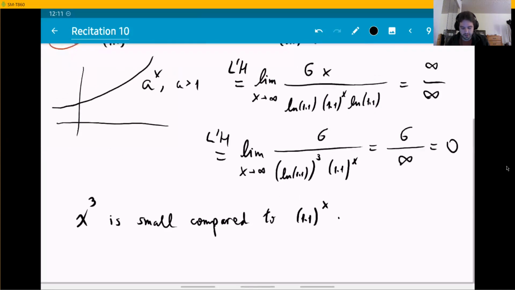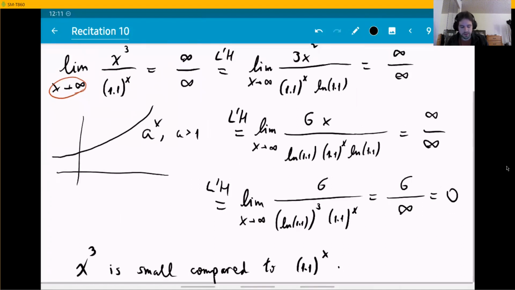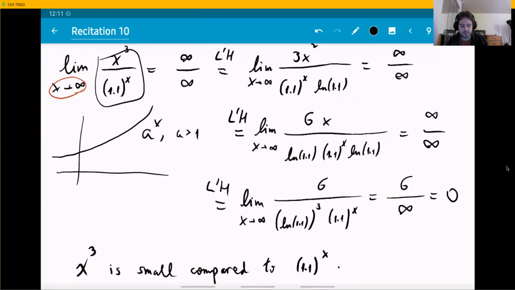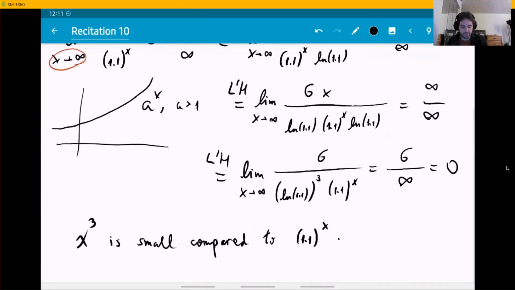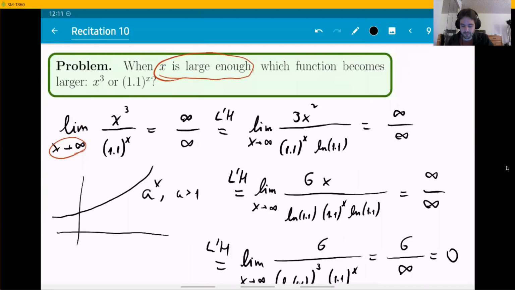This is the answer. You could have chosen to compare them in the reciprocal order, 1.1 to the x divided by x cubed. You would find the answer infinity, and the conclusion would be the same. If the reverse fraction is going to infinity, that means the numerator is larger than the denominator, which is the same conclusion as here. So, all right, this is how we can compare functions in a limit.